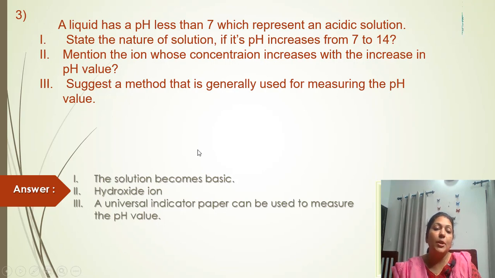We know that when the pH value increases, the solution becomes basic. So in a base, which ion is found? Definitely OH minus ions. So hydroxide ions are the answer.